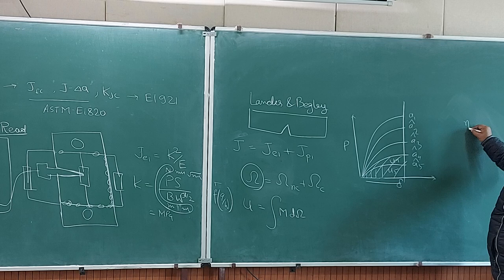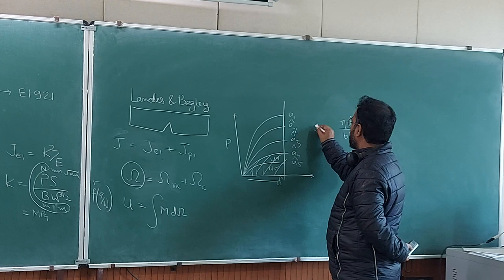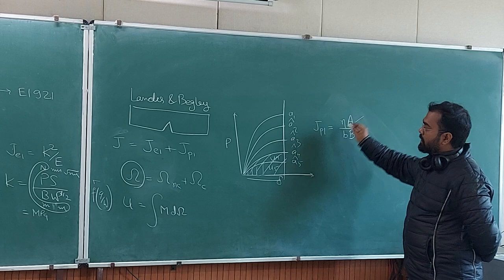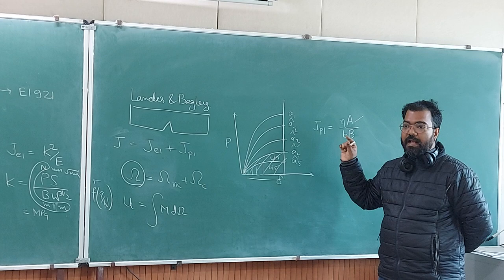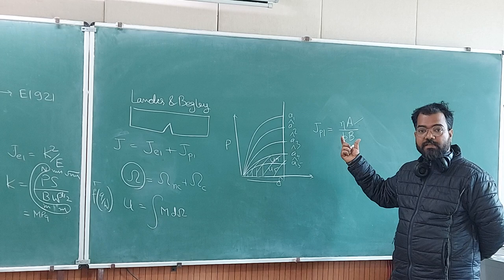Then he defines a factor multiplied by area into the ligament length and into the thickness. This is defining the second part of the J integral. So this is the area under the load displacement curve. And then there has to be a factor. This area represents energy, so energy per unit thickness per unit crack length, so B is W minus A, so the rate will be the same.